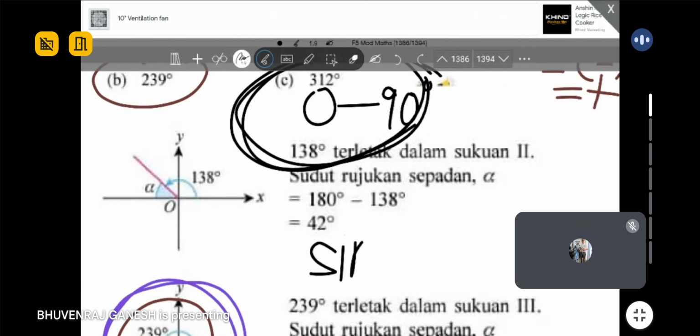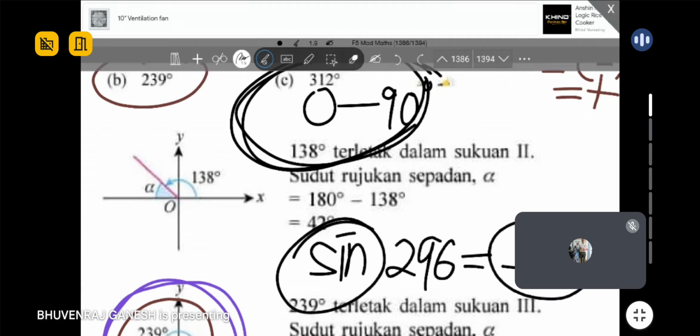Example, guys: sine 296. Press the calculator and you will get a negative value. Am I right? Sine 296, this is the answer: negative 0.899. The value of the sine function can be negative, but the angle itself can only be positive. In modern maths our angle can only be positive. There is no negative angle, but the value under a trigo function can be negative or positive.